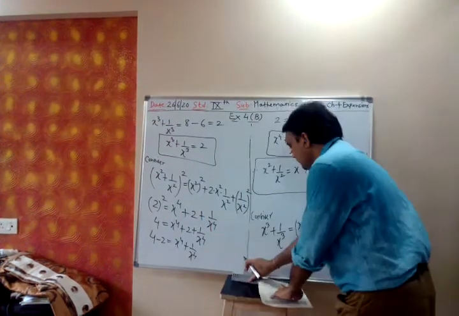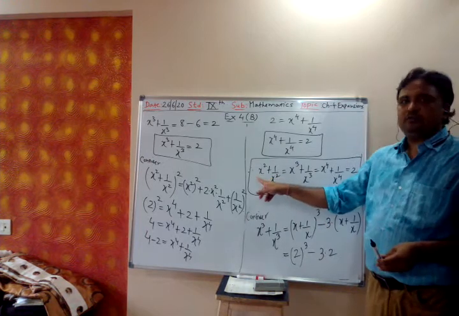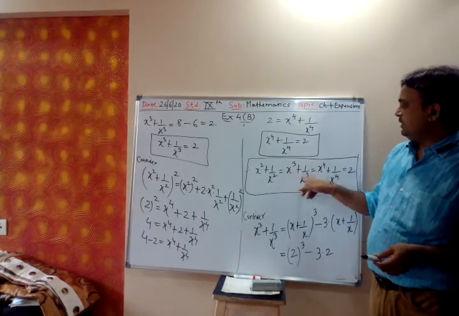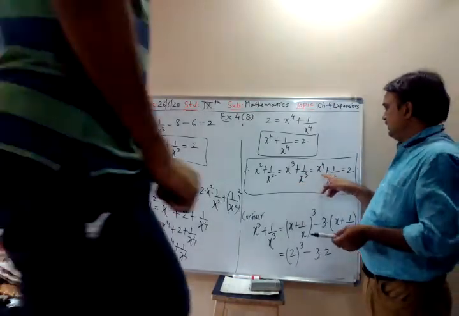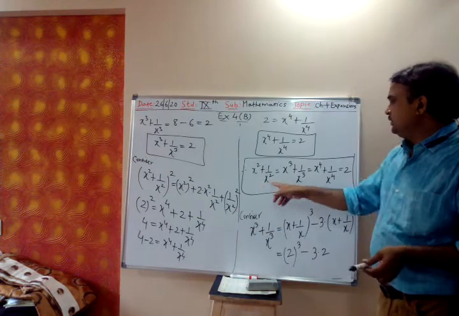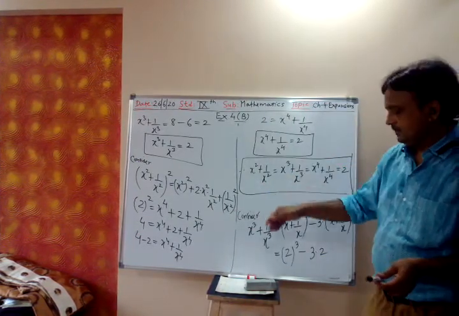Yes, yes. So now, this question number 11, we have found x square plus 1 upon x square. That value was 2. X cube plus 1 upon x cube, that value was 2. X raised to 4 plus 1 upon x raised to 4, that value was 2. So all three have the same value 2, and therefore they are equal.